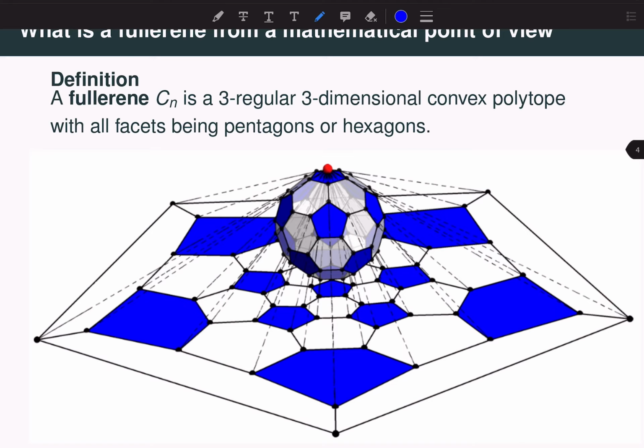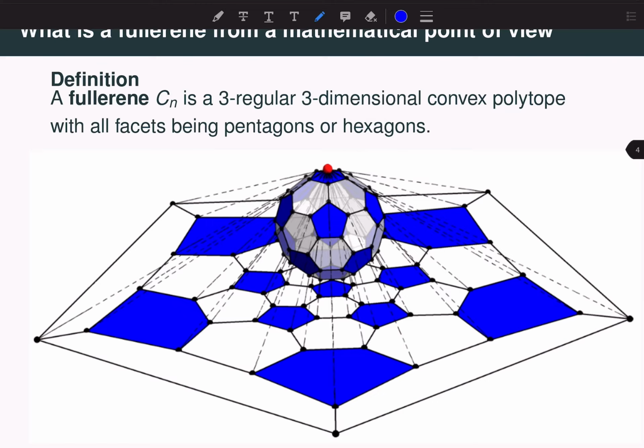But first we can translate all these chemical properties into a mathematical language as follows. We define a fullerene as a 3-regular 3-dimensional convex polytope where all of its facets are pentagons or hexagons only. And by a so-called Schlegel diagram, we can project this 3-dimensional polytope onto the 2-dimensional plane, and we will get a regular graph where all connectivity between vertices remains the same as in the original polytope.